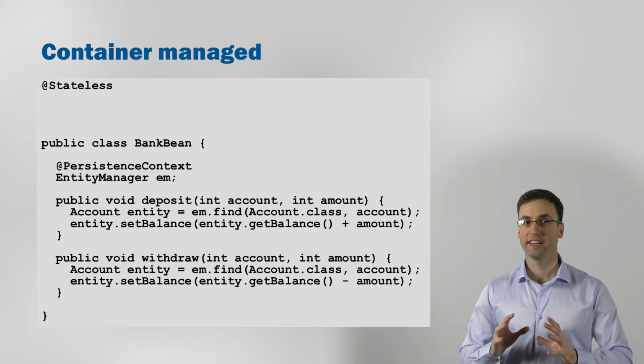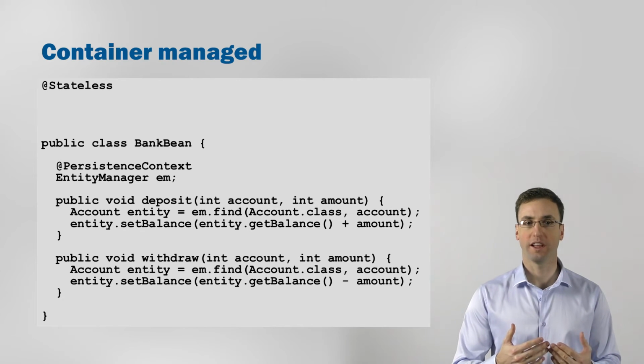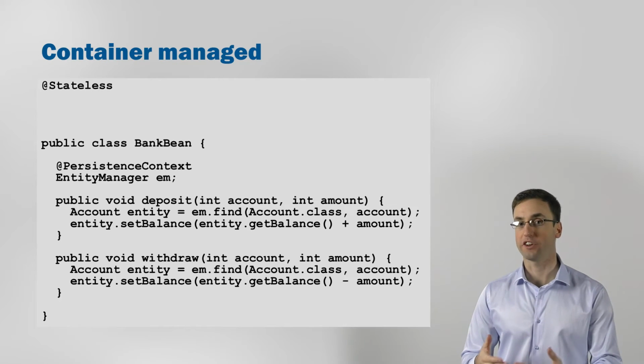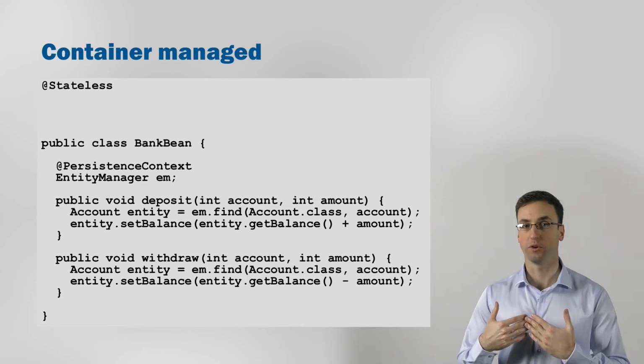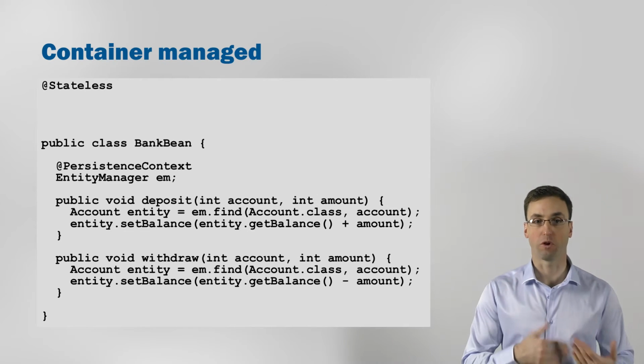What this means is that if there's no current transaction, then just before the method is called, the application server will begin a transaction. When the method returns, the application server will commit the transaction, and if an exception is thrown, the application server will roll back the transaction.